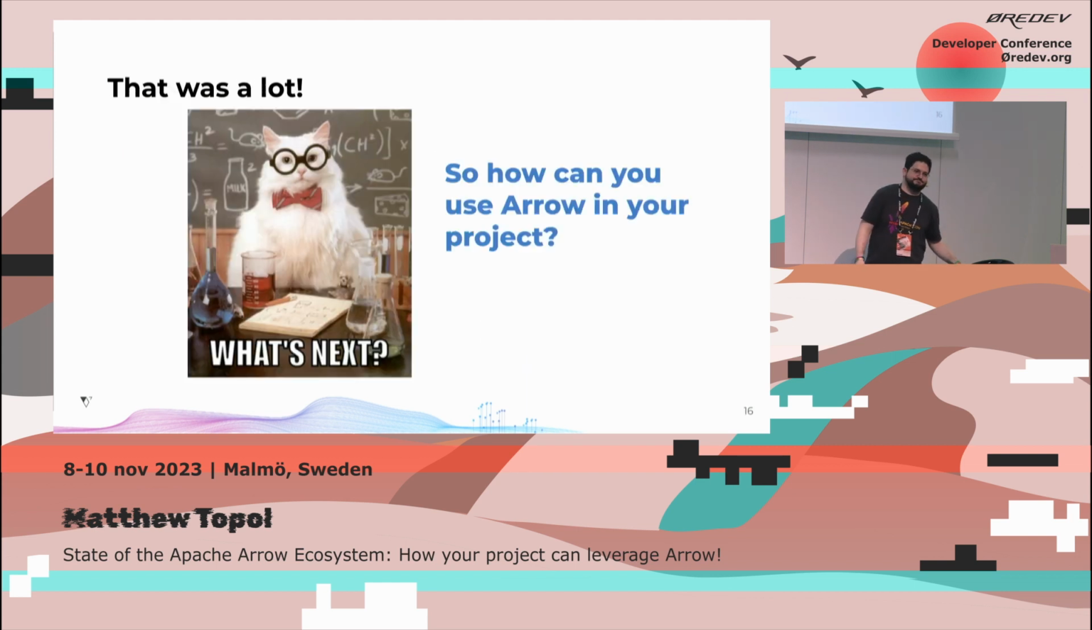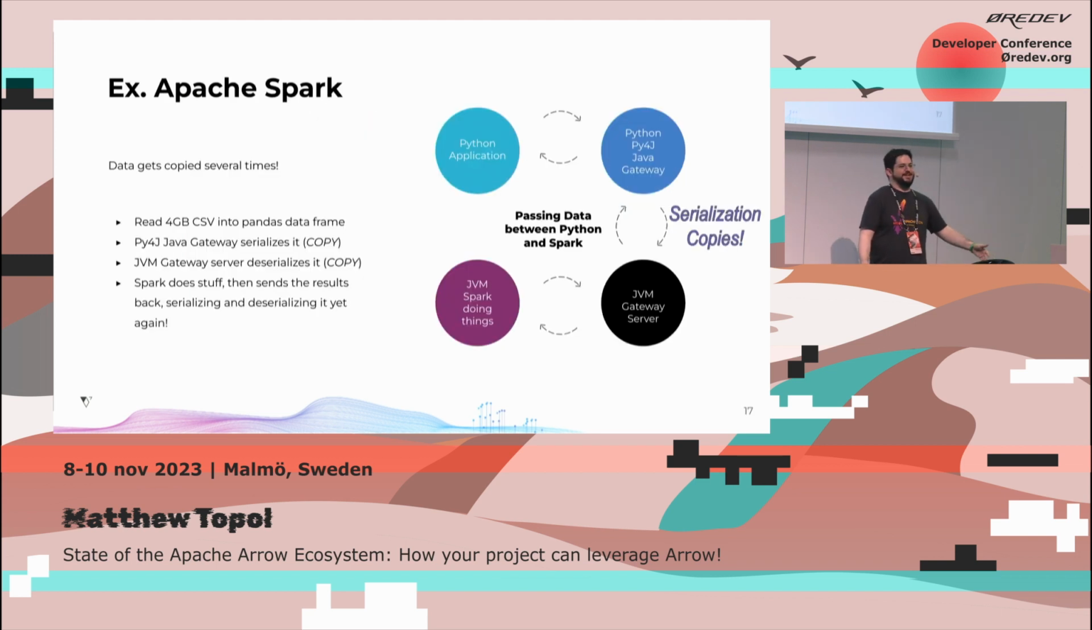Okay, so that was a lot. Covered a lot of things, spoke a lot, said a lot of things, did a lot of stuff. So how can you actually use it in your project? How can you right now benefit with whatever you're doing? Here's a few examples. Let's say you're using Spark.